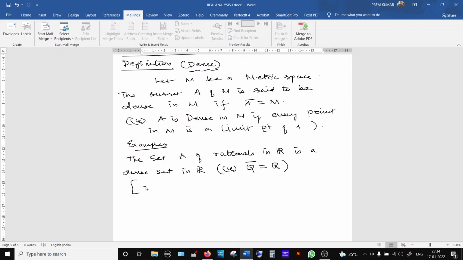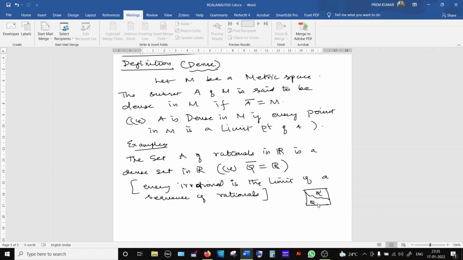This is because every irrational number is the limit of a sequence of rationals. The full real set is divided into two: one is the rationals, the other is the irrationals, the complement.